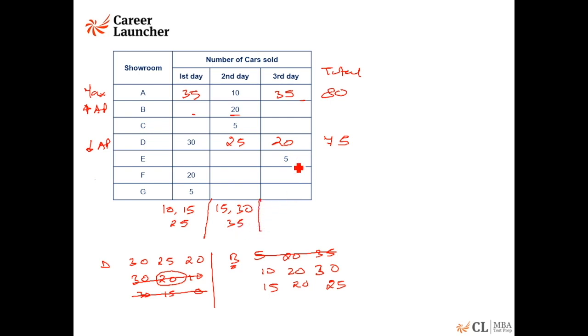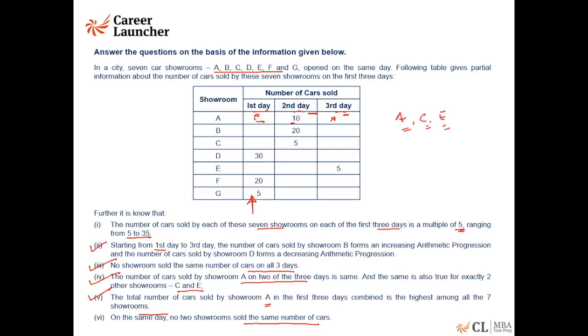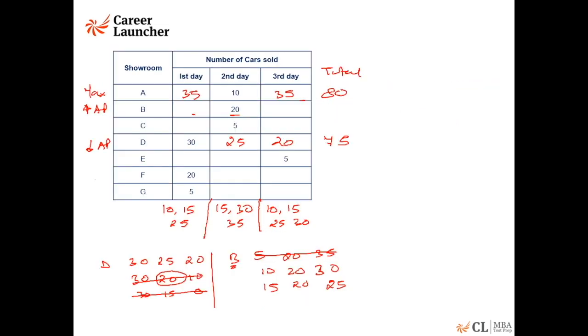And on day 3, 5 is gone. So we have 10, 15, 20, 25 and 30. Okay. Now we know that C and E have also sold the same number of cars on exactly 2 days. So let's see. Can the same number of cars for C be 5? No, it cannot be 5 because the number 5 is not available for day 1 or day 3. Similarly, for E, 5 is not available.